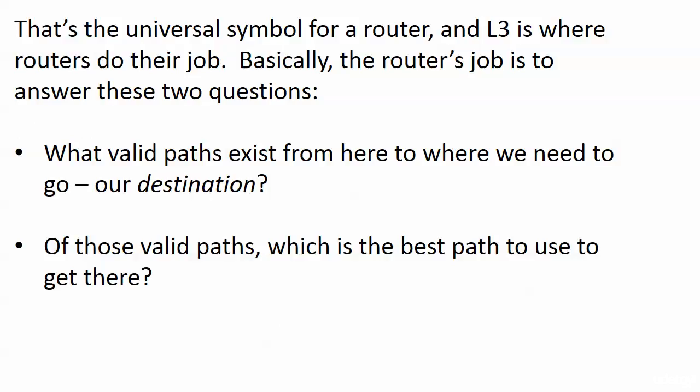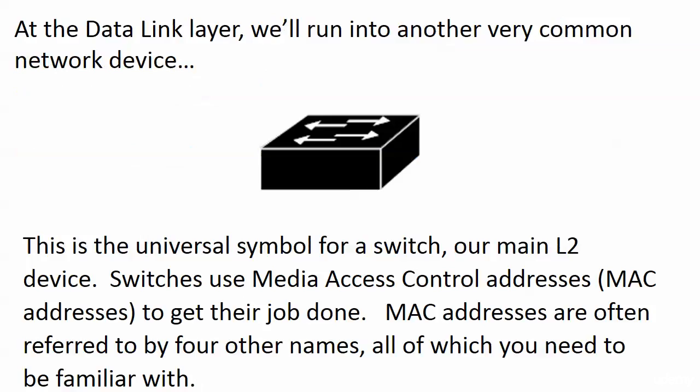Now, layer 3 is where routers do their jobs, and basically, very basically, the router's job is to answer 2 questions. What valid paths exist from here, the local router, to wherever we need to go, our destination? And of those valid paths, which is the best path to use to get there? Class over. That's all you need to know about routing, right? Well, it gets a little more complicated as you'd expect, but these are the 2 fundamental questions that a router is answering at layer 3.